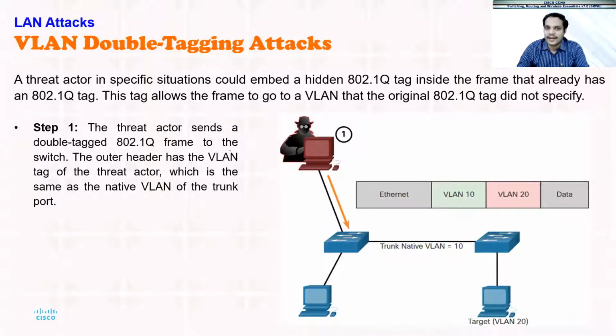Here, the threat actor embeds a hidden 802.1Q tag inside a frame that already has an 802.1Q tag. I told you about tags, which allow the switches to redirect the traffic into the appropriate VLANs, and also about the native VLAN, which allows untagged traffic to go through. Now the threat actor sends a double-tagged 802.1Q frame to the switch. The outer header, VLAN 10, has the VLAN tag of the threat actor, which is the same as the native VLAN of the trunk port. This matches the native VLAN.